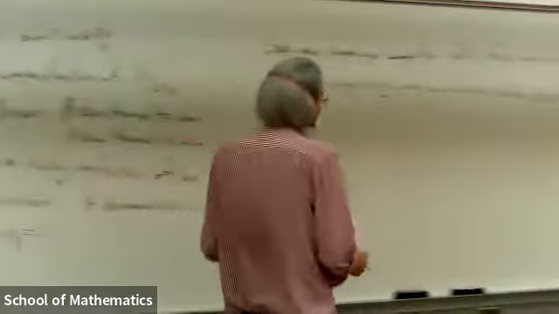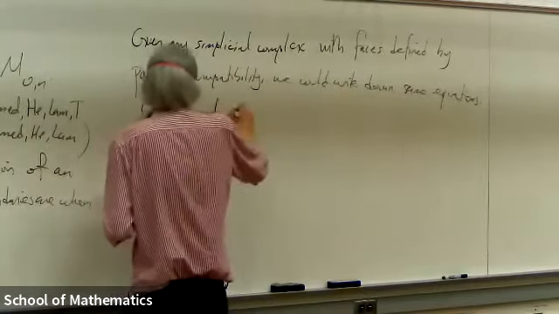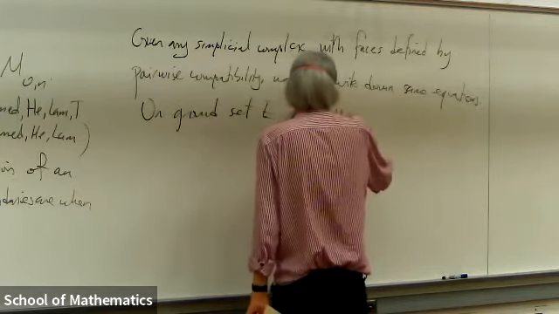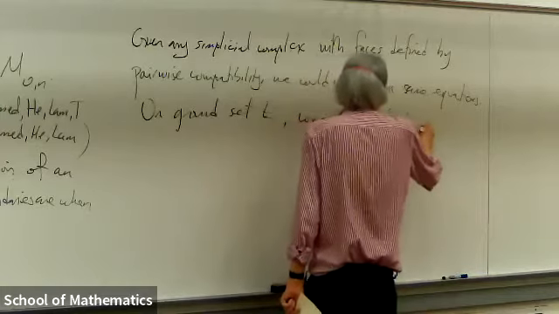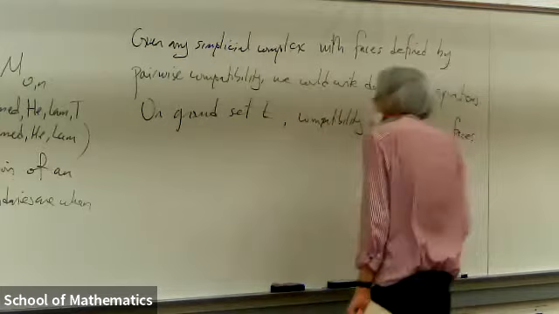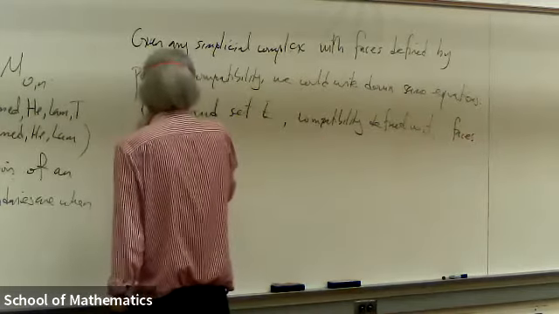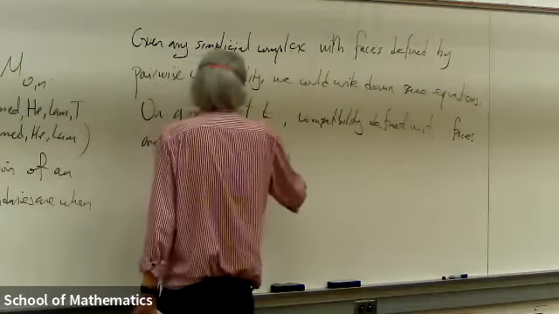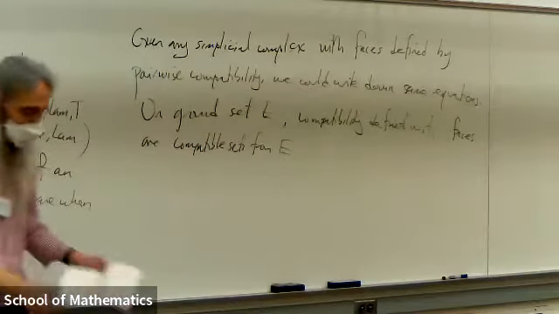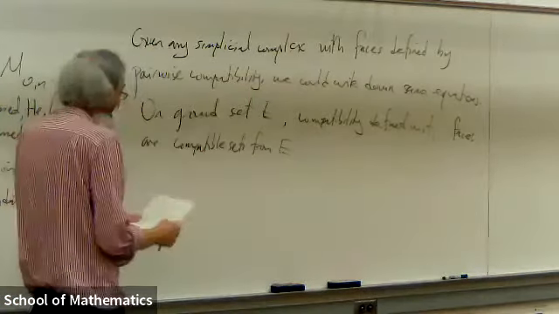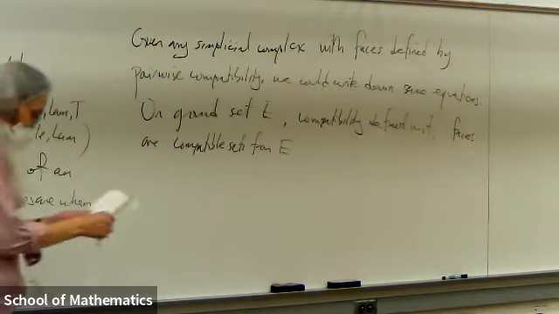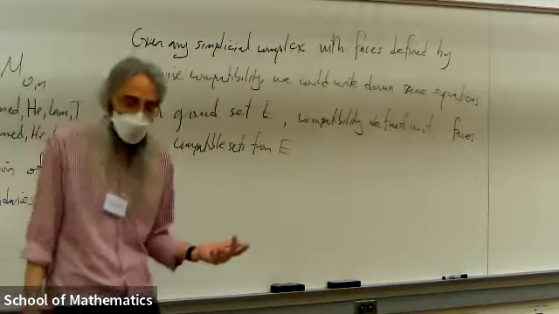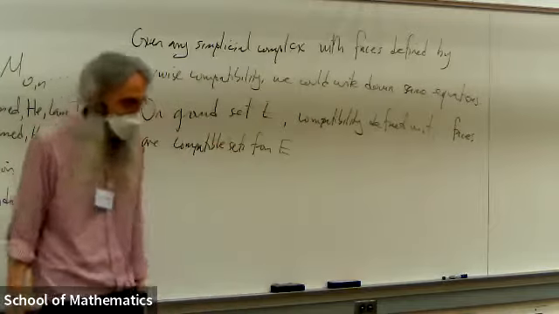Okay, so we have some ground set E and some notion of compatibility defined on it. And the faces are just compatible sets. Yes, a clique complex, exactly. So we could write down the same system of equations. And that gives us some kind of geometry associated to a clique complex. And that seems like it might be an interesting thing to have.